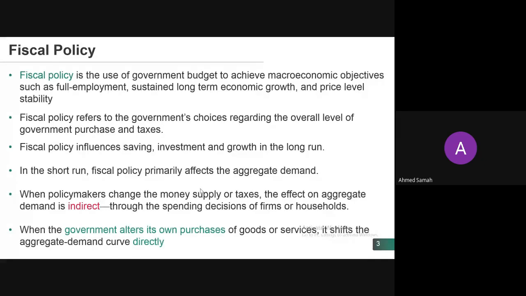But when the government alters its own purchases of goods and services, it shifts the aggregate demand curve directly. So government expenditure is among the four main types of expenditure in the GDP. When the government changes their expenditure pattern, it will affect the aggregate demand curve directly, and it will shift the aggregate demand curve because it is not a price factor.